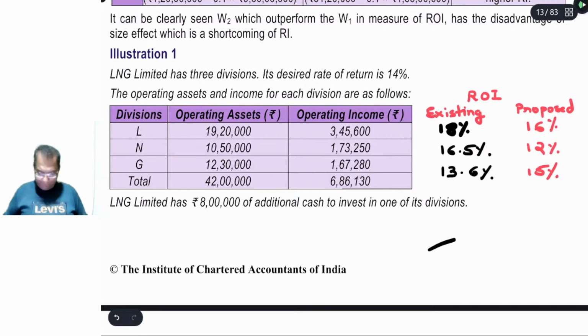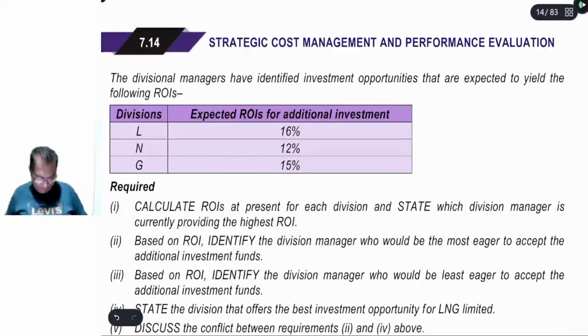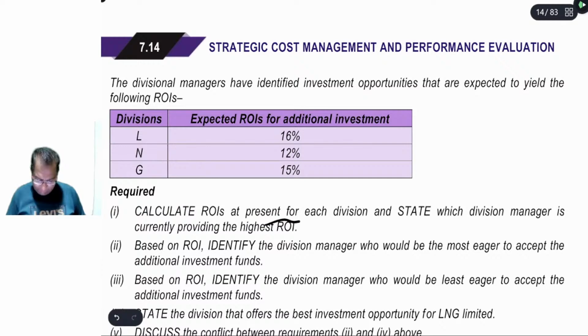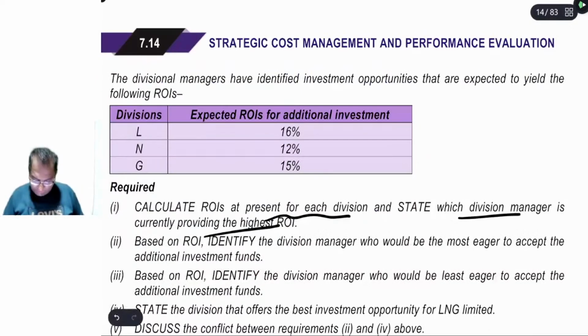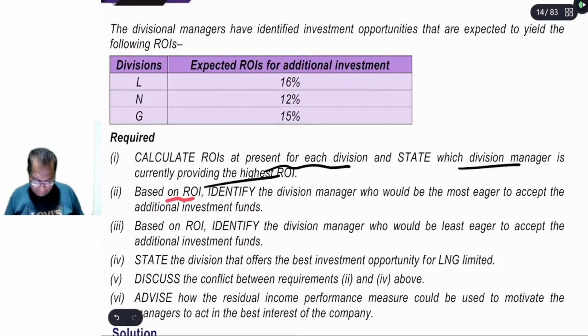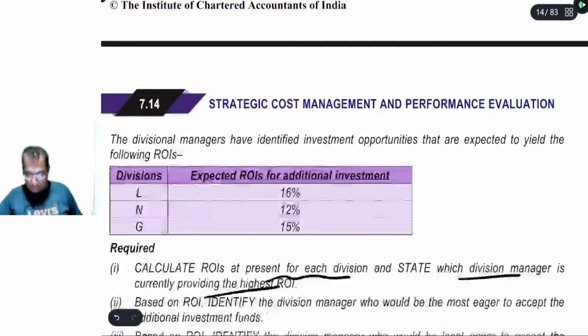Okay, beta. So we are expected to calculate the ROI for each division, and which divisional manager is currently providing the highest ROI. Department L is providing the highest ROI. This is the answer of first requirement part. Second requirement part, based on ROI, identify the divisional manager who would be the most eager to accept the additional investment fund. और इसी का उल्टा, based on ROI, identify the divisional manager who would be the least eager to accept the additional investment fund.